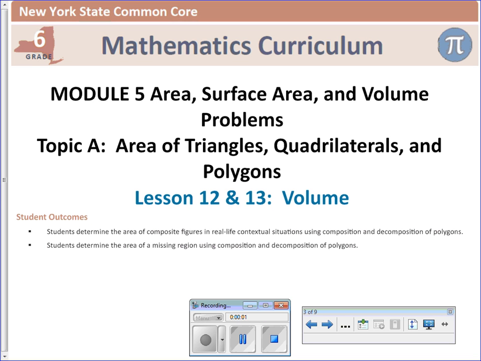Okay, today we're going to look at lessons 12 and 13 merged together. So you should have the notes from the outbox. I picked a couple questions from each of the lessons and put them all together. Okay?